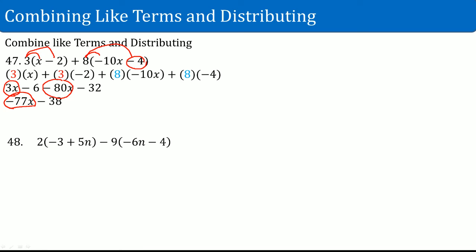this, -77x. -6 minus 32. That gets you -38.